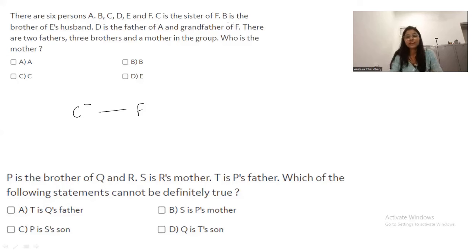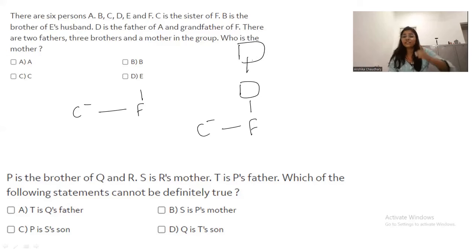Now come on to this line. B is the brother of E's husband. Okay, let's move on from here, we will see it later. Now D is the father of A and grandfather of F. So from here we can correlate. I'm making this diagram here so that it will be spacious for me. D is the father of A and grandfather of F. That means D is the father of F's father, only then he will be the grandfather. So D is the grandfather of F.